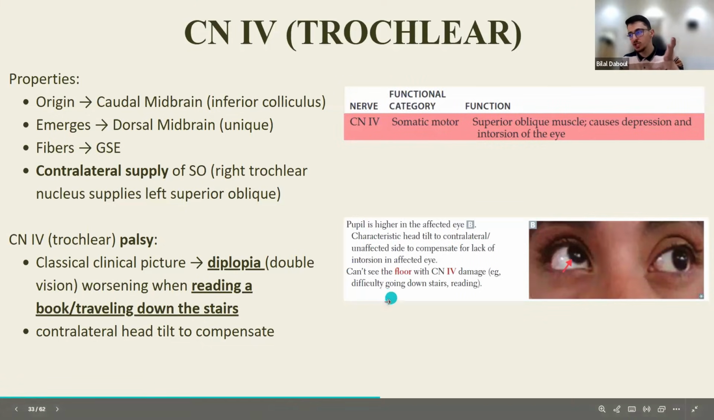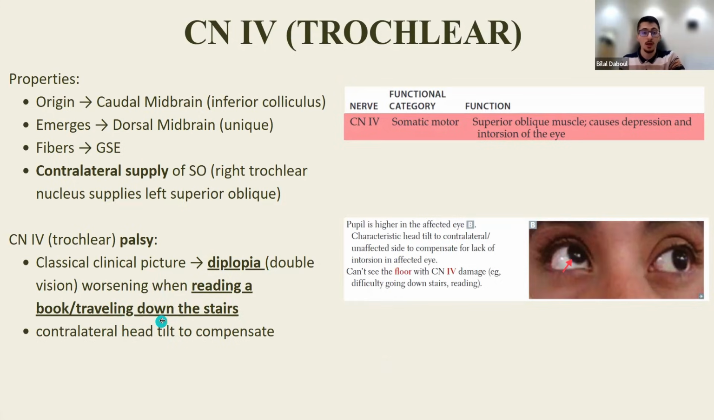In the question, all you need to remember is, you can't read a book or you can't travel down the stairs when you have a trochlear nerve palsy. Again, so this is very important. Can't see the floor with cranial 4 damage. So that's a mnemonic. Can't see the floor with cranial 4 damage. Difficulty going down the stairs and reading. And that's it for the trochlear palsy.